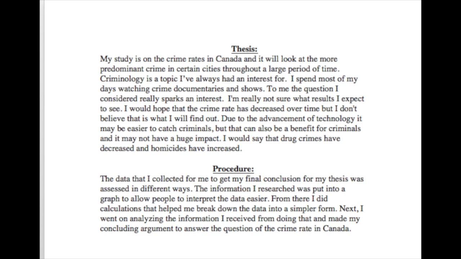For the procedure, I collected data to get my final conclusion. The information I researched was put into graphs so I can interpret the data myself. As well, I did some calculations to discover the final result.